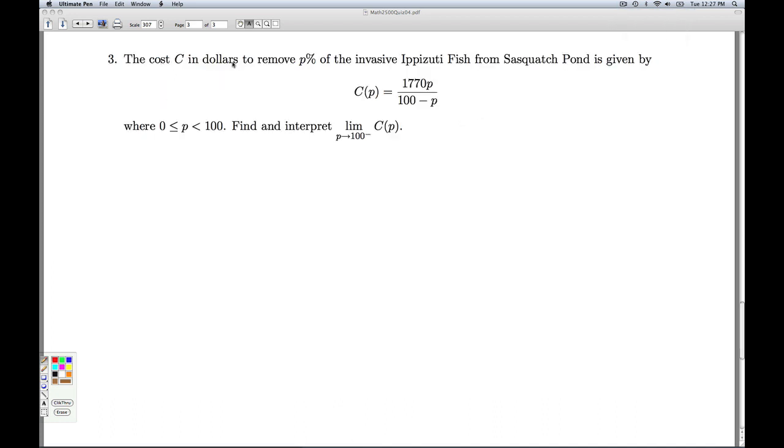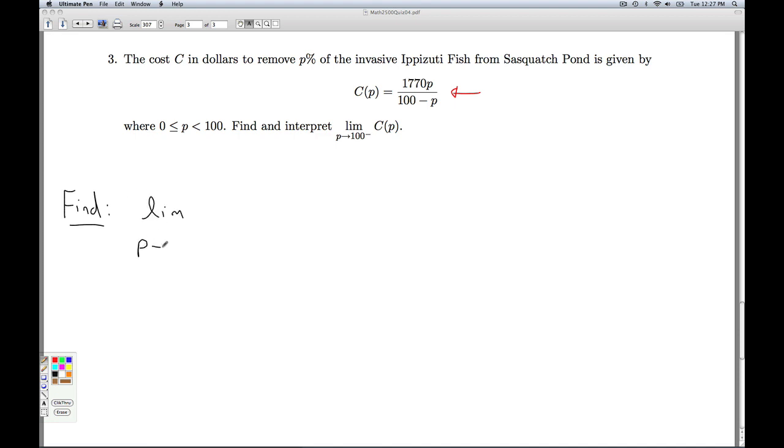Alright, number 3. The cost in dollars to remove p% of the invasive Ipazuti fish from Sasquatch Pond is given by this formula, where p is between 0 and 100, less than 100. We're asked to find and interpret the limit as p goes to 100 from the left of c of p. Alright, so first we need to find that limit. So to find the limit means we do the mathematics.